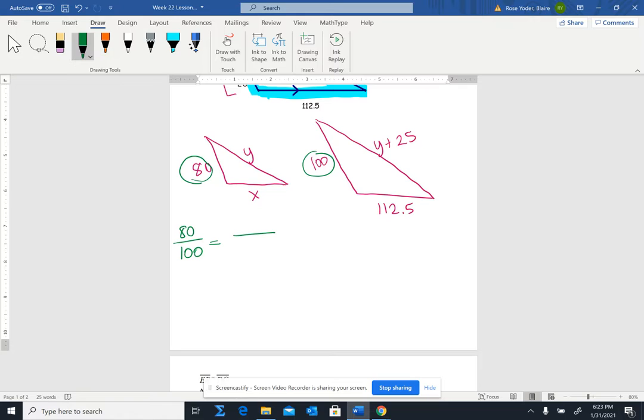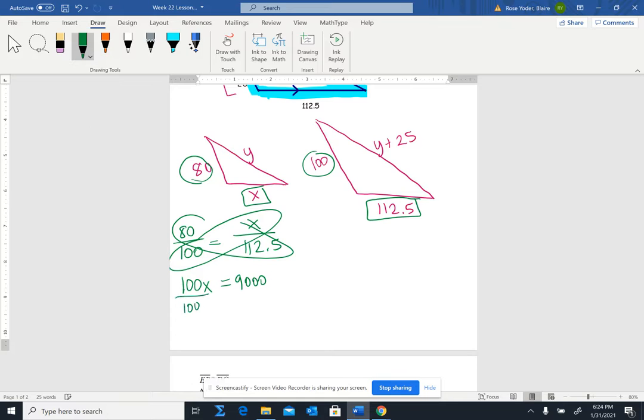And then I'm going to solve for x first. So I'm going to use the x that corresponds with the 112.5. Then I'm going to cross multiply: 100x equals, and then I'm going to grab a calculator and do 80 times 112.5, 9,000. So that's going to work out nicely. 9,000 divided by 100 is 90.